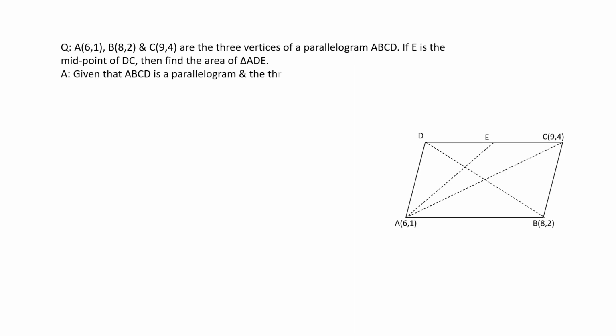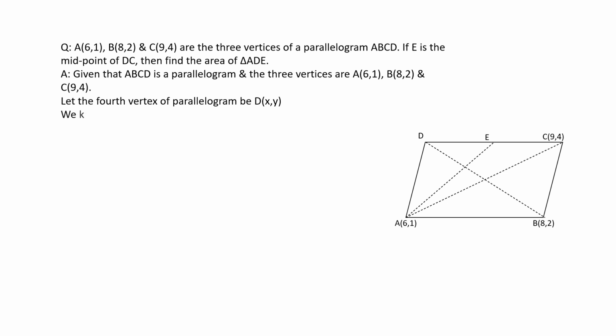So here three vertices are given. Three vertices of parallelogram ABCD are given, that is A(6, 1), B(8, 2) and C(9, 4). And also it is given that E is the midpoint of DC. So before we go for that, let the fourth vertex D of the parallelogram be (x, y).